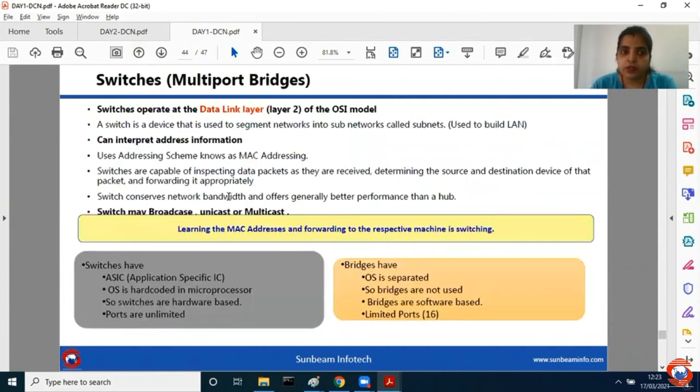So what is the solution for that? The solution is a switch. I hope you all have at least heard the meaning of what a switch is. Right? So when you talk about a switch, a switch basically operates at data link layer 2. What is that layer 2? We will see today. A switch is a device which is used to segment the network into sub-networks, which are called subnets.